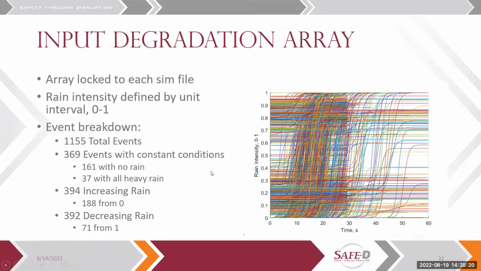So starting here, we have the input degradation array. You can see most of our events were 30 seconds long, but a couple of them ran over that up to 60 seconds. But generally, you can see they either go high to low, low to high, or are constant throughout, with either this distribution down here of being low rain or high rain.